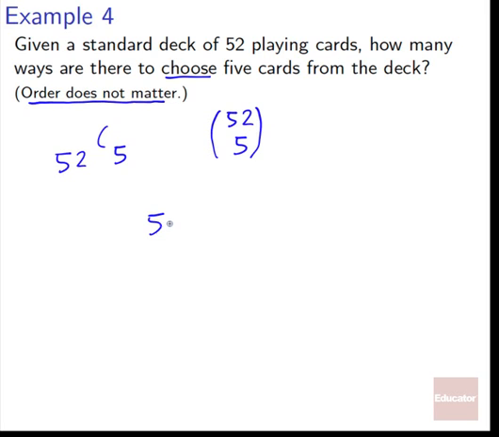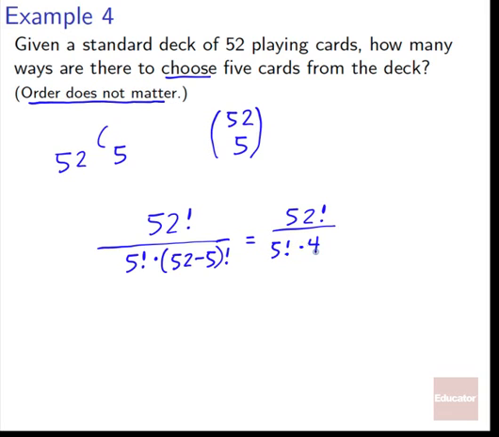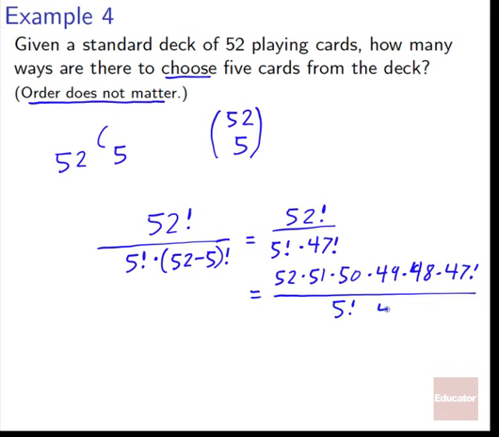So choose works like this: the number of things, 52 factorial, divided by the number of things we are pulling out factorial, times the whole number of things minus the number we're pulling out factorial. That gets us 52 factorial over 5 factorial times 47 factorial, because 52 minus 5 is 47. We can rewrite 52 factorial as 52 times 51 times 50 times 49 times 48 times 47 factorial. Now we've got a 47 factorial on the bottom and on the top. Cancel, cancel. So we have 52 times 51 times 50 times 49 times 48 divided by 5 factorial.